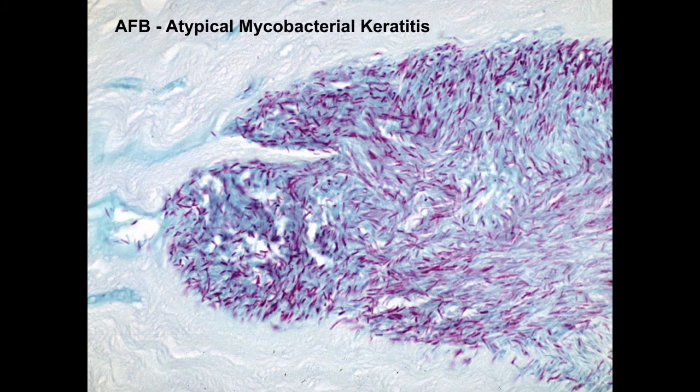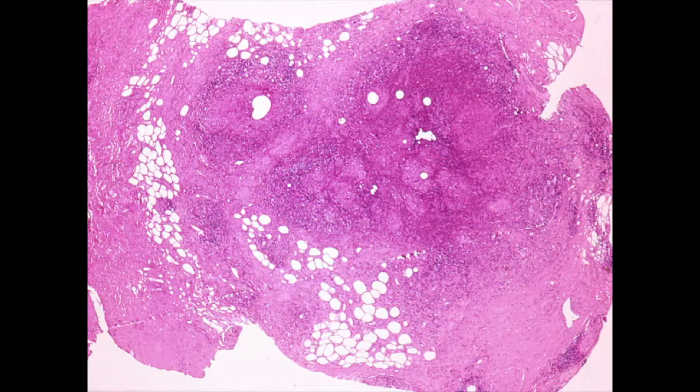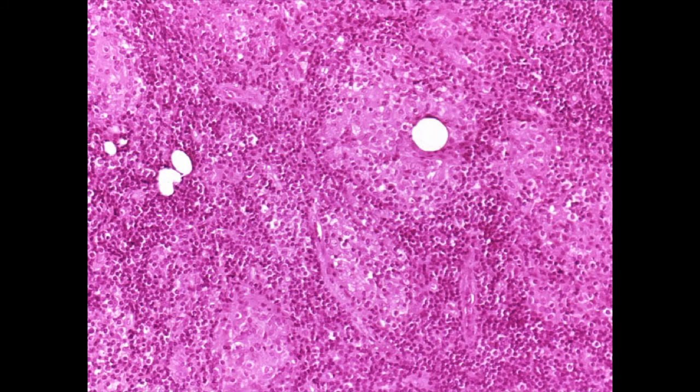Chalazions are lipogranulomas. They have empty lipid vacuoles surrounded by epithelioid histiocytes. We received this interesting specimen several years ago. The patient had inflammation that failed to resolve after a laser blepharoplasty. Higher magnification looks like a chalazion, with empty lipid vacuoles surrounded by epithelioid cells.